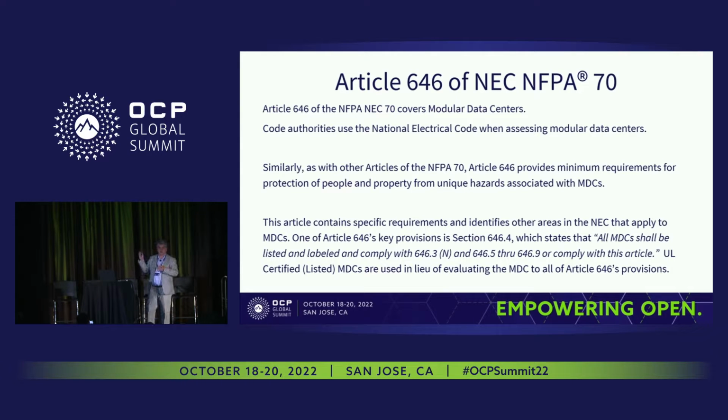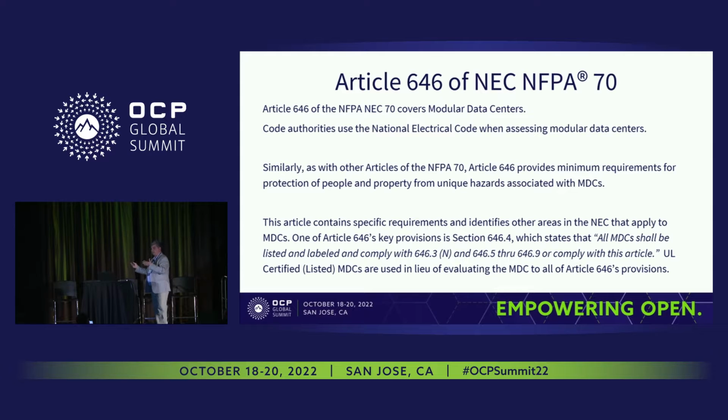I've got 15 minutes, so I'm going to jump straight into Article 646 of the National Electric Code, which is NFPA 70. Again, the National Fire Protection Association governs the code. Article 646 covers modular data centers, strictly modular data centers. As I said, the definition is in 646.2. Similarly to other articles of the National Electric Code, it provides minimum requirements.